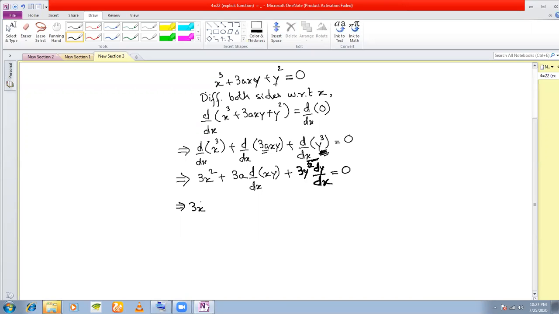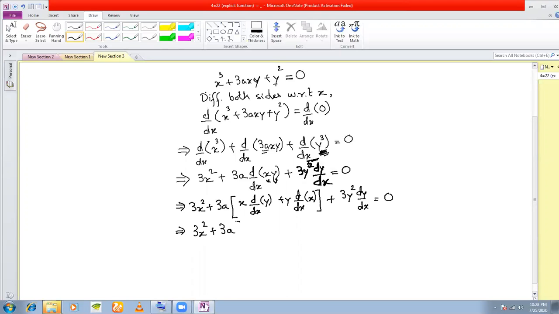Next, 3x square plus 3a. Now, how to differentiate x into y? U into v rule. So you consider this as u and this as v. So first function x, d/dx of y, plus y, d/dx of x, plus 3y square dy dx equal to 0. Now what happens? 3x square plus 3a. What is d/dx of y? It is dy dx.